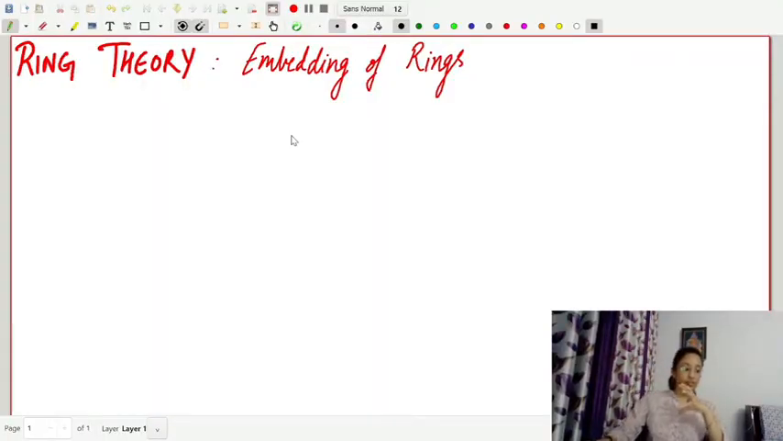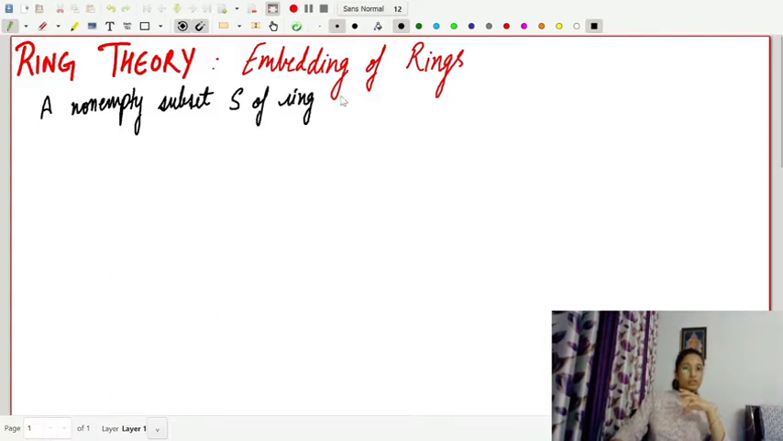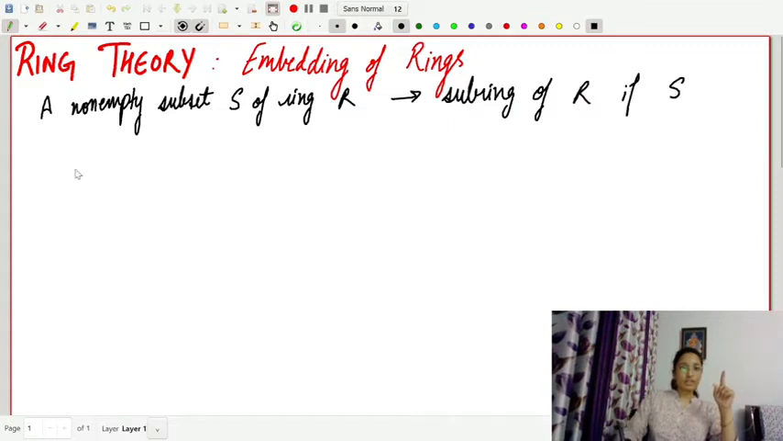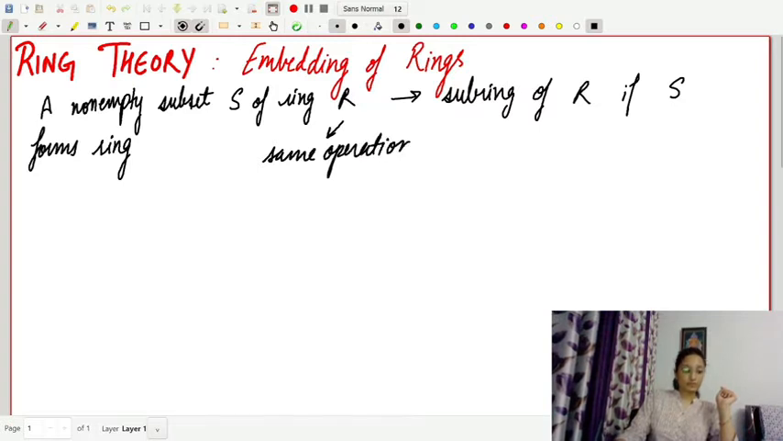Now let's get started. In embedding of rings, a non-empty subset S of a ring R is called a subring of R if S forms a ring under the same operations as R. Therefore, a subring inherits its compositions from the parent ring, that is R.